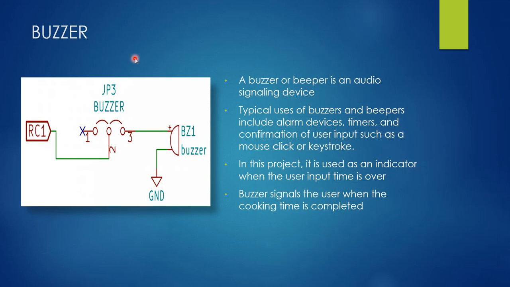And this is the buzzer. As I said earlier, the buzzer is used for the convection mode. In the convection mode, if we give a temperature value greater than 250 degrees, the buzzer will be on, and each time after the entire cooking process is over, the buzzer will be on as an indication.